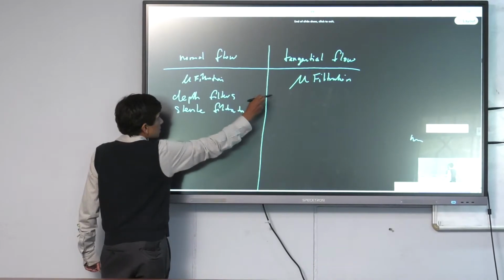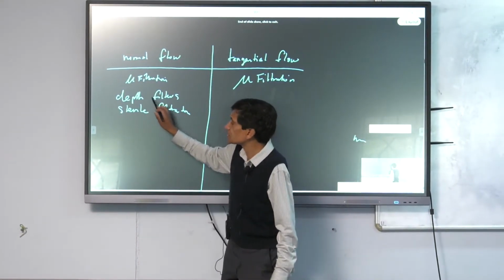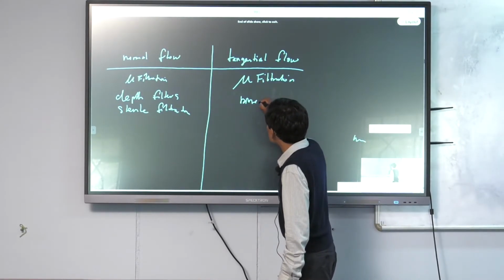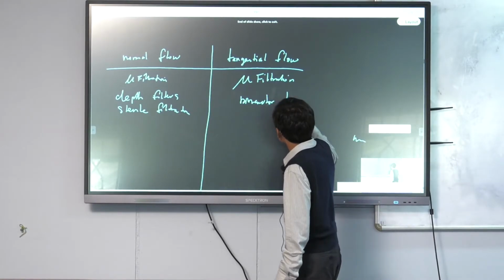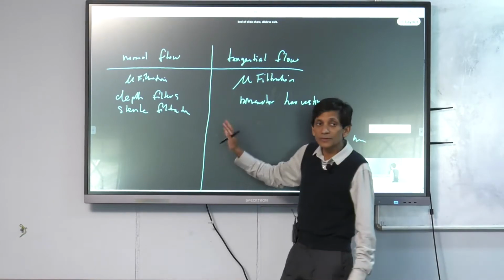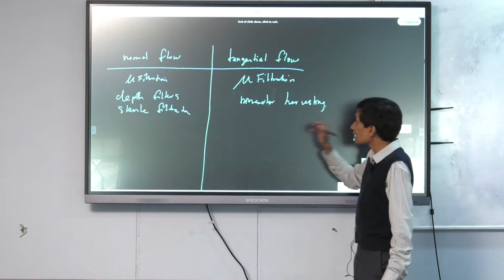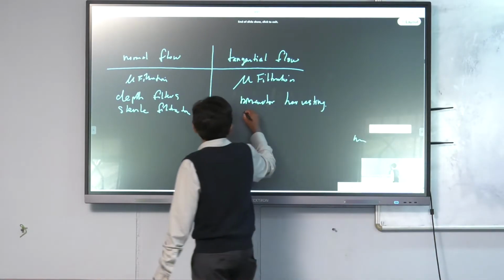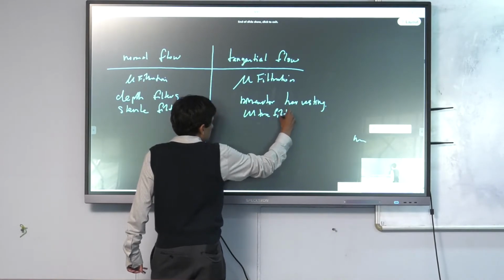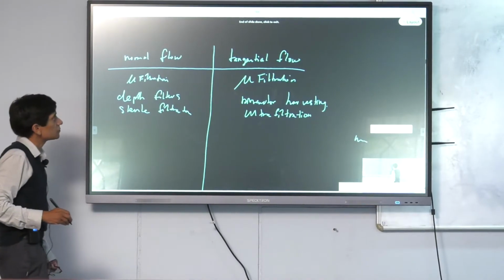Okay, what about tangential flow? Really, it's competition with depth filters, right? So it's going to be, let's just say, bioreactor harvesting. Okay, now there are things we haven't talked about yet, but I'm going to add them so that we have a preview of what's coming. So ultrafiltration is actually here, okay? So ultrafiltration is run in tangential flow.